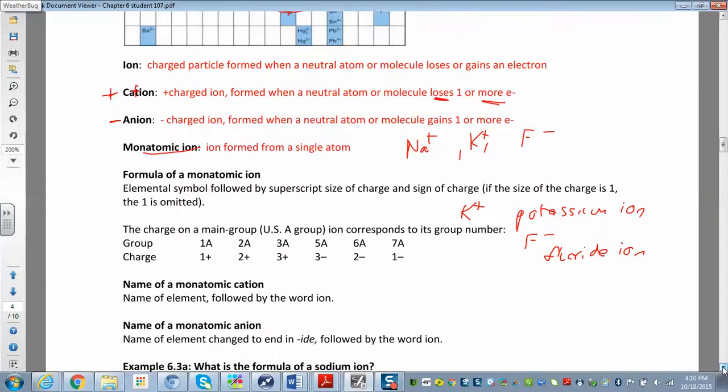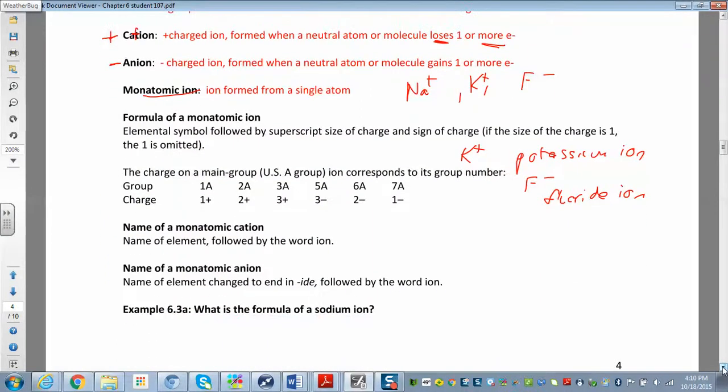We said the potassium ion is K+. The fluoride ion is F -1. The name of the monatomic cation, we'll just call it the same as the element name. The anions, the negative ones, the ones from the nonmetals upstairs, we're going to change that ending to "ide." So instead of calling this the oxygen ion, this is the oxide ion.